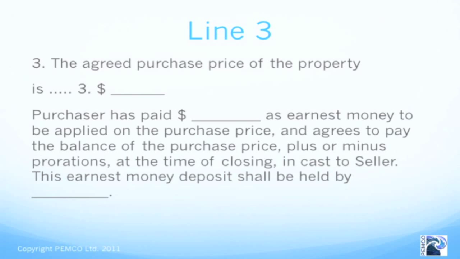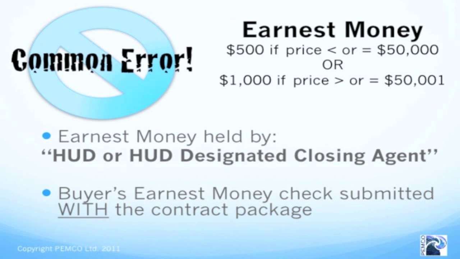Line 3 states the purchase price of the home followed by earnest money details. The purchase price will be auto-populated, and the second blank is asking for the amount of earnest money paid. This number will be $500 for purchase prices of $50,000 or below, or $1,000 for $50,001 or above. This blank should only be one of those two amounts, $500 or $1,000.